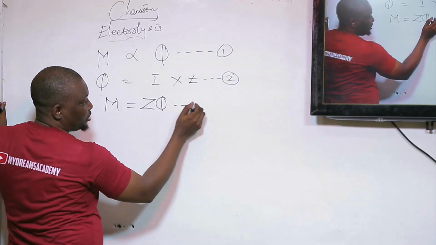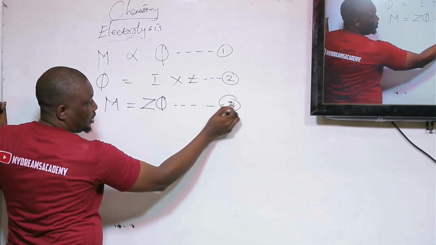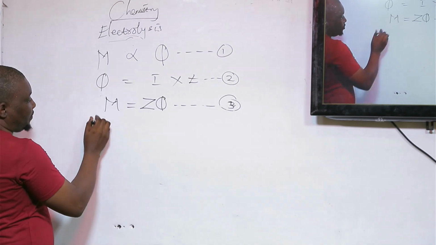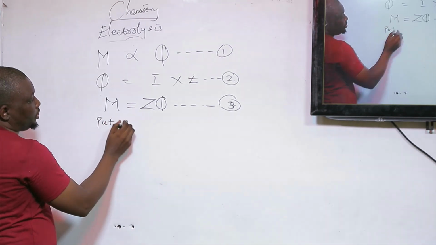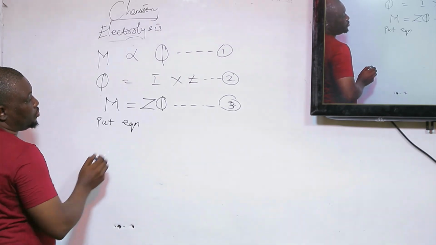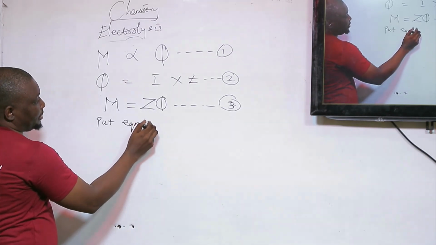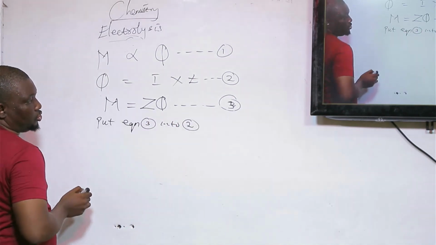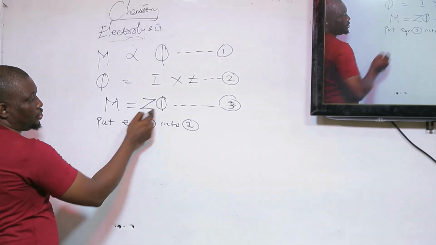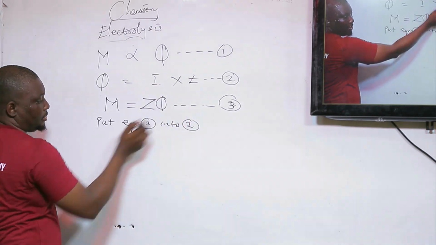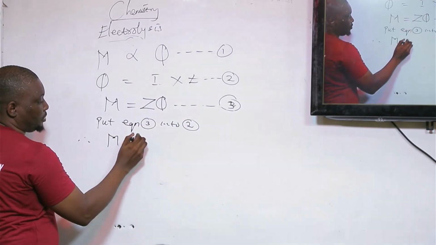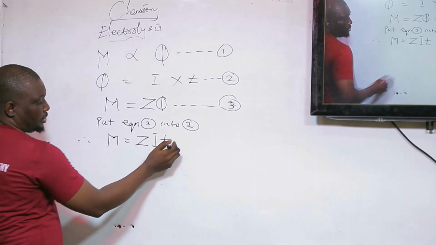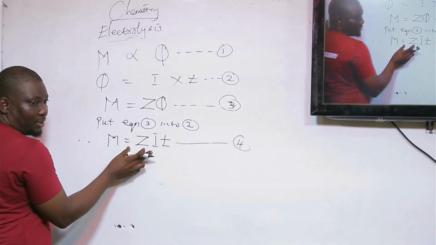I can call this equation 3. Then I'm going to do something here. What if I put equation 2 into equation 3? That means anywhere I see Q, I will now say it is I times T. Therefore, I have M equal to Z times I times T. This is equation 4. This is Faraday's first law.